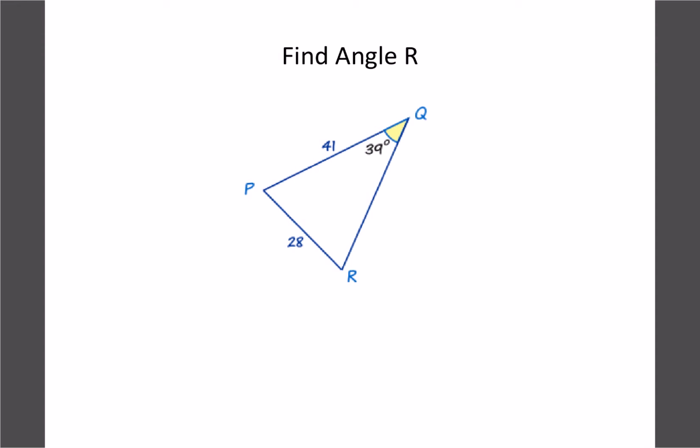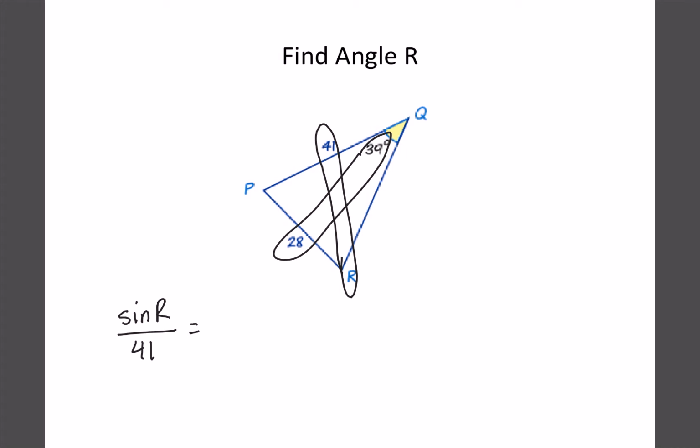So let's try this one. We got angle R we're looking for. So we don't really care what the letters are, the ABC, we just got to remember we got to go with pairs. So we have R and the 41 together, and we got 39 and the 28 together. So if we're looking for R, we'd write it as sine R over 41 equal to sine 39 over 28. So as long as you have those angle pairs across from each other, you're good to go.